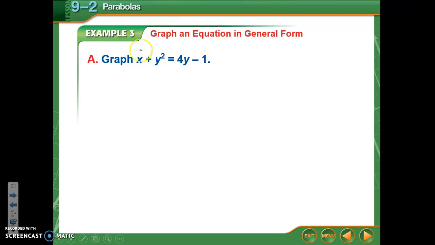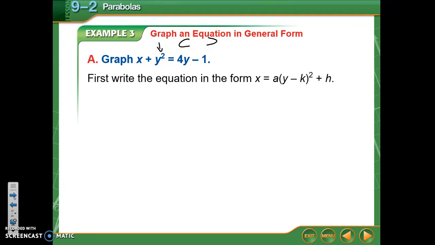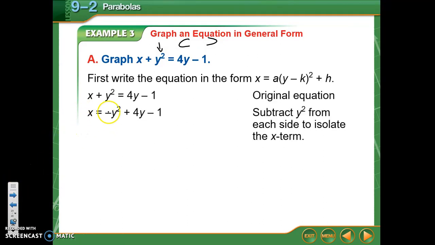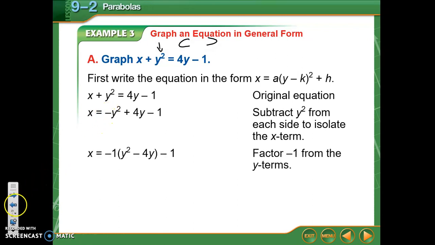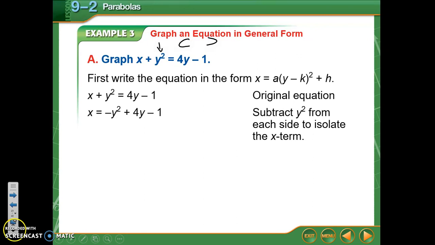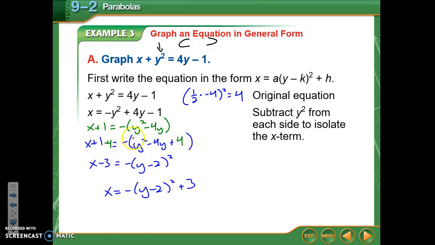So notice here x is by itself, and the y is squared. That automatically tells me it's going to be a sideways parabola, or a parabola that opens left or right. So I'm going to get x by itself. Here's my original equation. I'm going to move everything to the other side, and now I'm going to complete the square just like we did before. So let me show you how that looks.